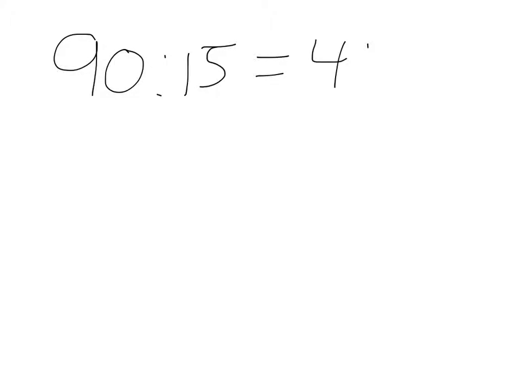So with proportions, in that case you're looking at two ratios set equal to each other. So for instance, on number 1 you have 90 to 15 equal to 4 to 2. Now proportions are read like analogies. So what this says here is 90 is to 15 as 4 is to 2.